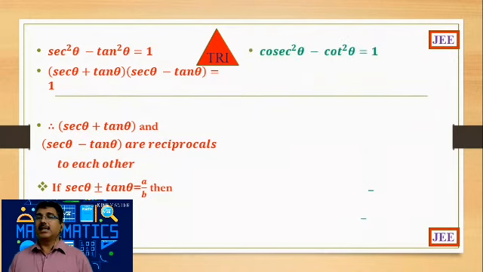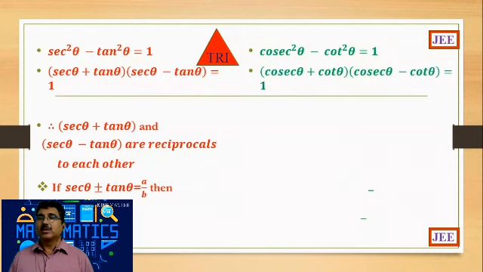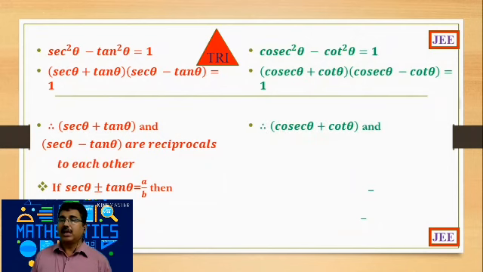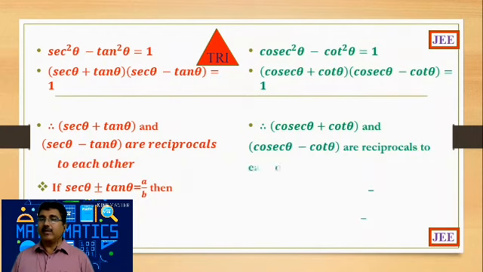Similarly, the third identity, cosecant square theta minus cot square theta, is equal to 1. Cosecant theta plus cot theta into cosecant theta minus cot theta is equal to 1. Therefore, cosecant theta plus cot theta and cosecant theta minus cot theta are reciprocals to each other. If cosecant theta plus cot theta is equal to A by B, then cosecant theta minus cot theta is equal to B by A.